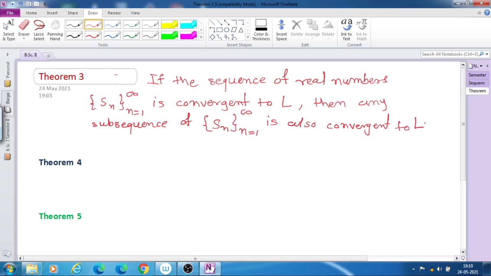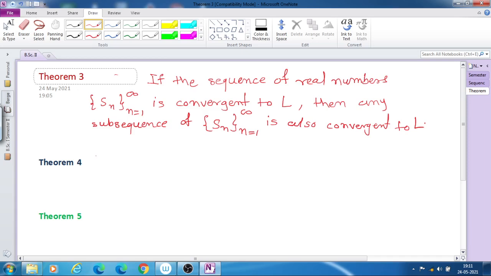So in this theorem it is said that if a sequence is convergent to any number, that is capital L, then any subsequence of that sequence is also convergent to that number capital L. So this is the statement, and we have only the statement, we do not have to give the proof.